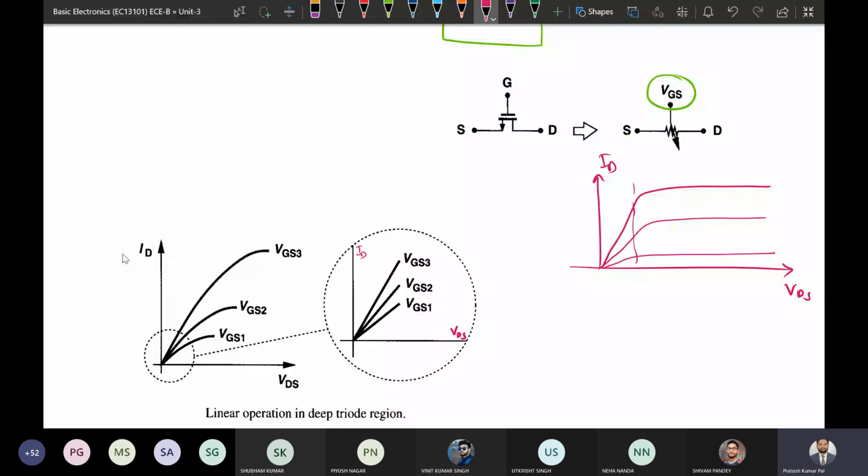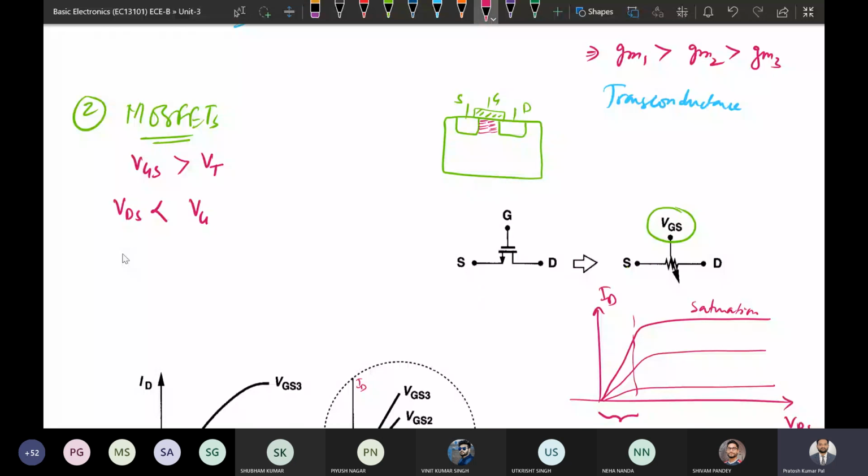So the condition for linear region we have already seen. So condition for linear region is gate to source voltage should be greater than VT, and at that time VDS should be less than VGS minus VT. So we have seen this condition for the case of the linear region. So linear is also called triode region. Okay, or we can call it the ohmic region also, but basically it is called linear or triode. So this was the condition.